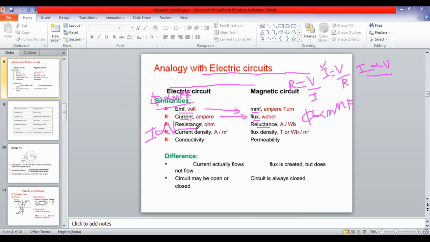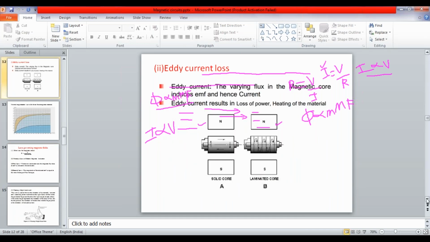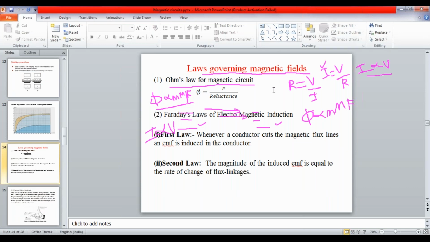Whereas in the electrical circuit the proportionality constant is resistance, here the proportionality constant is reluctance. Come back to the same slide. This is the first law governing the electromagnetic fields: the flux is directly proportional to MMF. The proportionality constant is reluctance here.